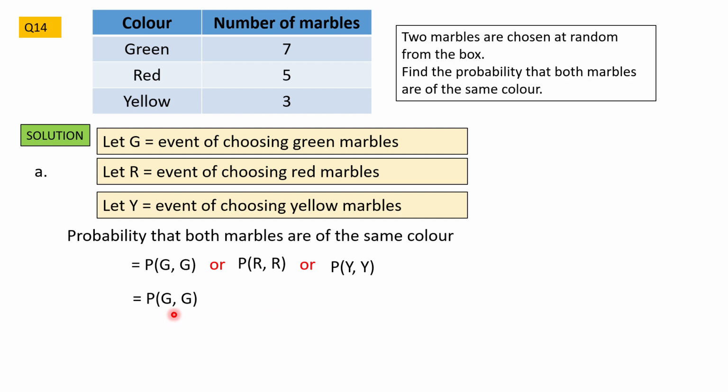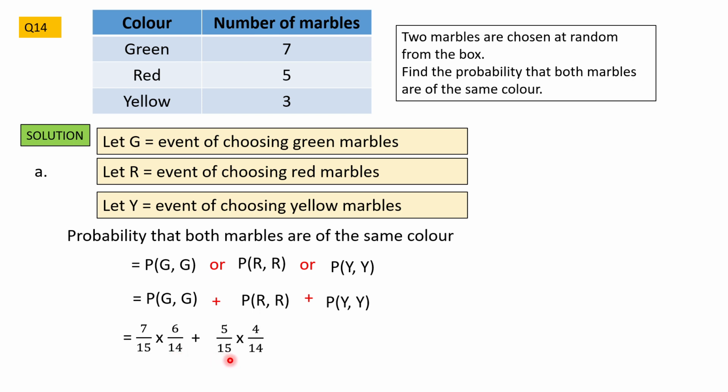So probability green and green, change the or to plus. Green and green, so you multiply. For green we have 7 over total we have 15 marbles. So 7 over 15 times, for the second pick the number of green marbles will be reduced by 1. Therefore we have only 6 over 14. Why 14? Because the first time we have 15 marbles in total. Once you pick the first marble, for the second pick you have only 14 marbles left. So this is the first possible outcome.